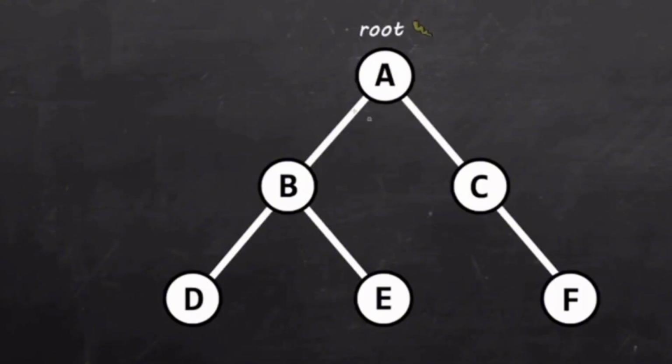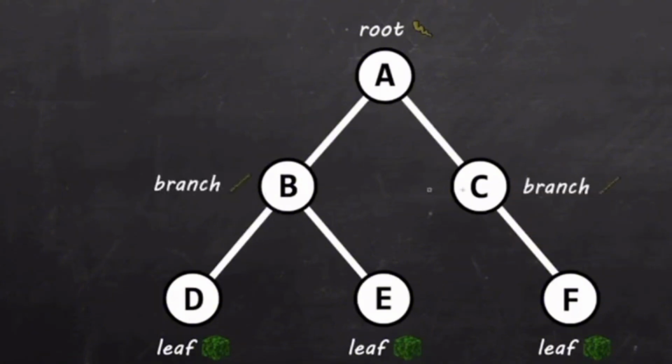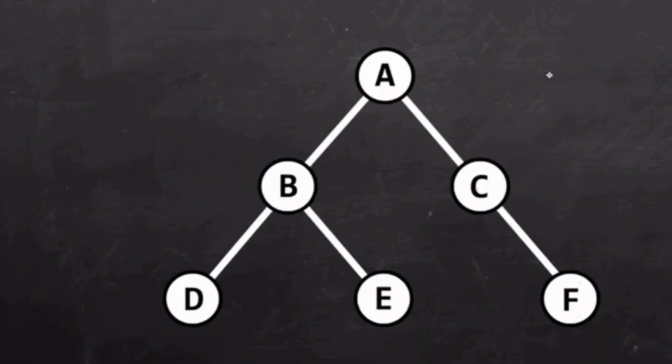The top of the tree is called the root. The root node does not have any incoming edges, only outgoing edges. And any nodes at the bottom of the tree are called leaf nodes. They don't have any outgoing edges, and they do have incoming edges. And the branch node is in the middle, and it has incoming and outgoing edges.